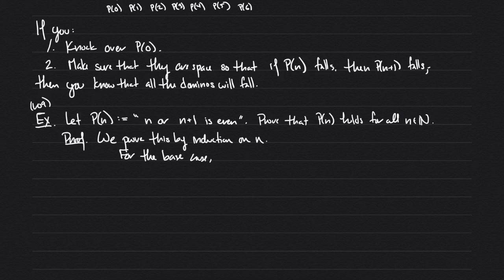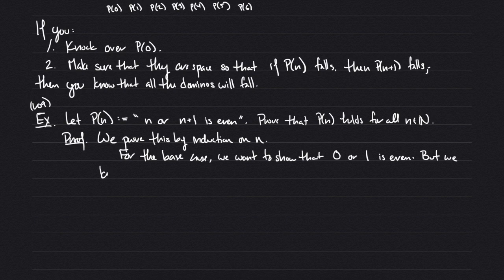So for the base case, we want to prove P of 0. Let's write that out in words. We want to show that P of 0 holds, which is: 0, or 0 plus 1, which is 1, is even. Well, this is easy because, of course, we know that 0 is even. Okay, so we know that 0 is even, so this holds. Now we're done with the base case. We've shown that 0 or 1 is even because we know that from elementary school.